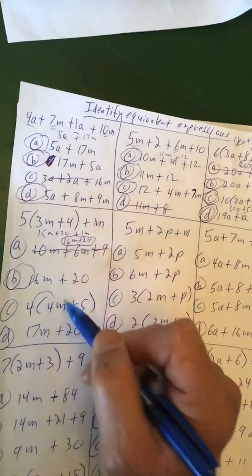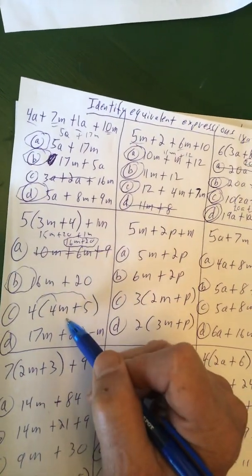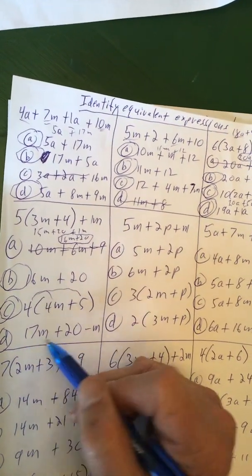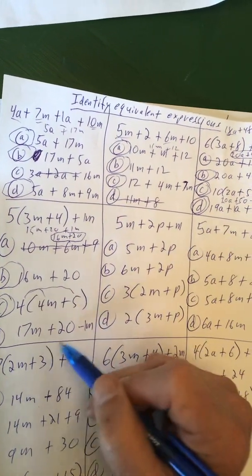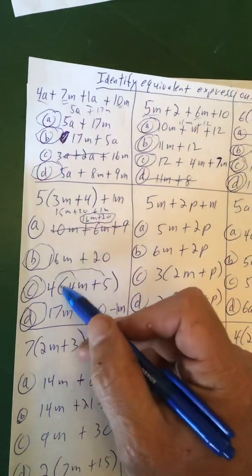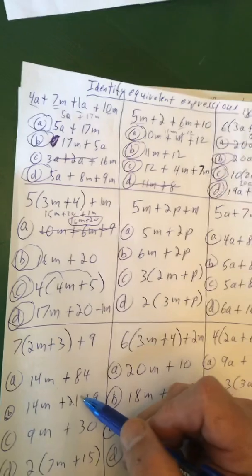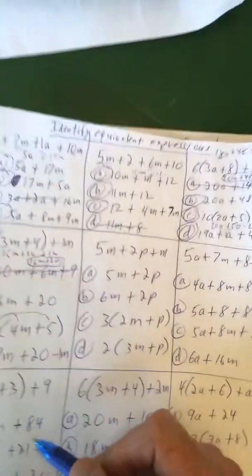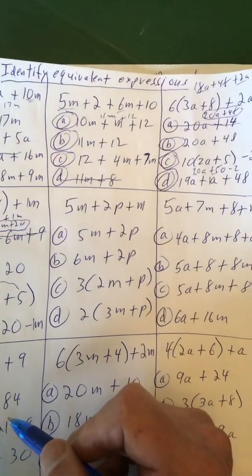This is 16m plus 20. That's a winner. And 17m minus 1m is 16m plus 20. That's a winner. So B, C, and D were equivalent. Getting the hang of this? All right. So pause and do it.